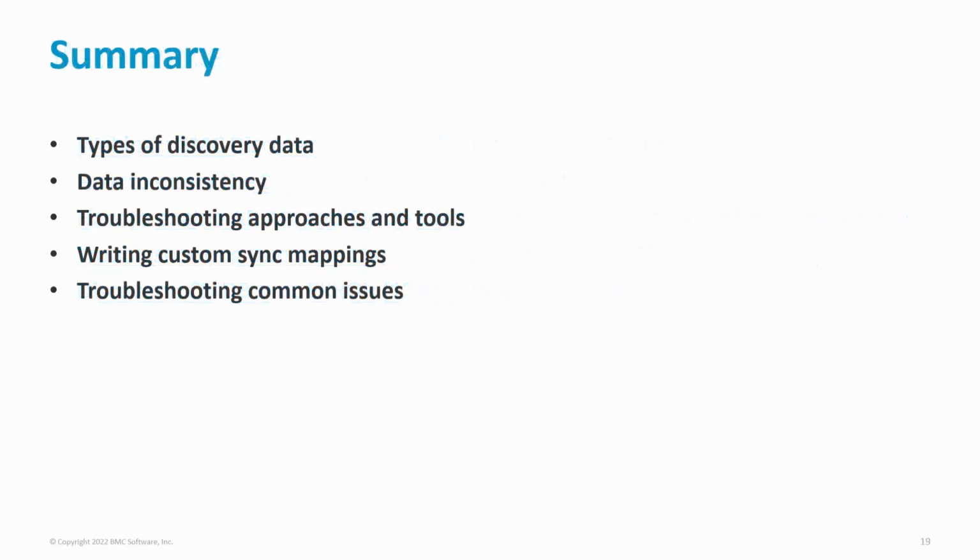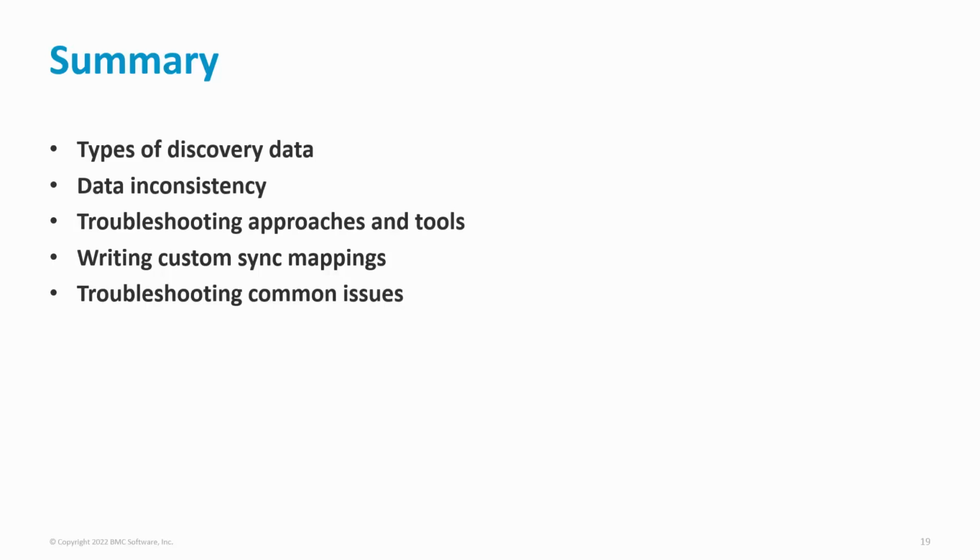Here is the summary of what we discussed today. We started by understanding what type of Discovery data gets synced into the CMDB. Then we talked about valid and invalid data inconsistency types. We discussed troubleshooting approaches and tools. And for two of the troubleshooting tools, that is synchronization logs and shadow copy, we had a detailed demo. We then talked about how to customize the Discovery to CMDB integration. And finally, we talked about the common issues that you might see when working with the Discovery to CMDB integration.